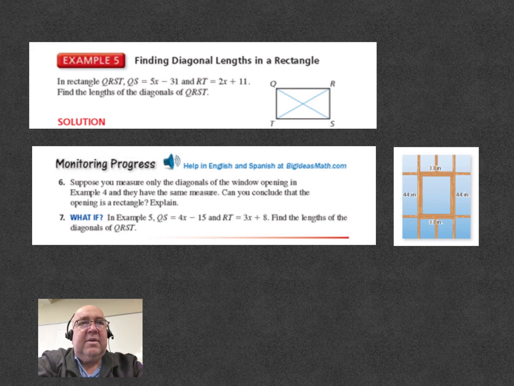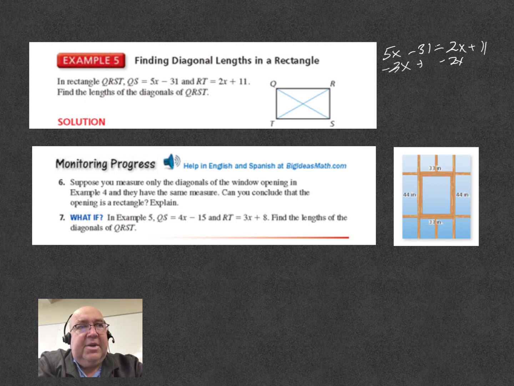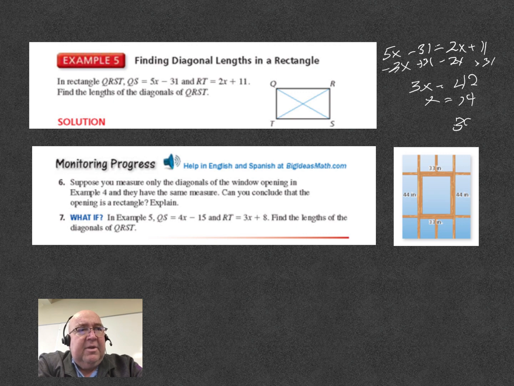So here we have the measures of the two diagonals of a rectangle. They're 5x minus 31, and the other one is 2x plus 11. We're going to subtract 2x, and we're going to add 31 to both sides, and we're going to get 3x equals 42. X is going to be equal to 14. So then our sides are both going to be 39 units long.